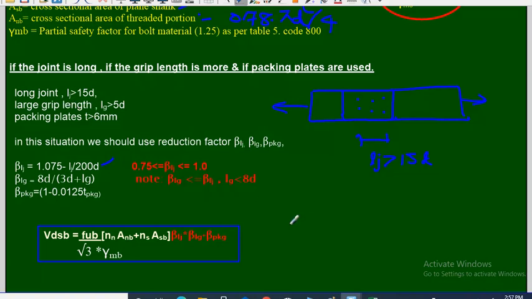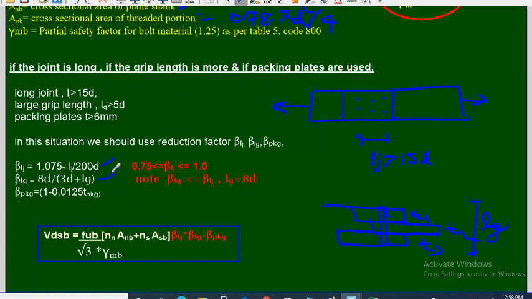Similarly, the large grip. Large grip means if there are so many plates joined like this, one plate, another plate, let us say one more plate, so many plates are joined with a bolt like this. This is thickness T1, this is T2, this is T3. Adding all this together is called the length of the grip, LG. If the length of the grip is greater than 5D, then we need to apply reduction factor beta LG.